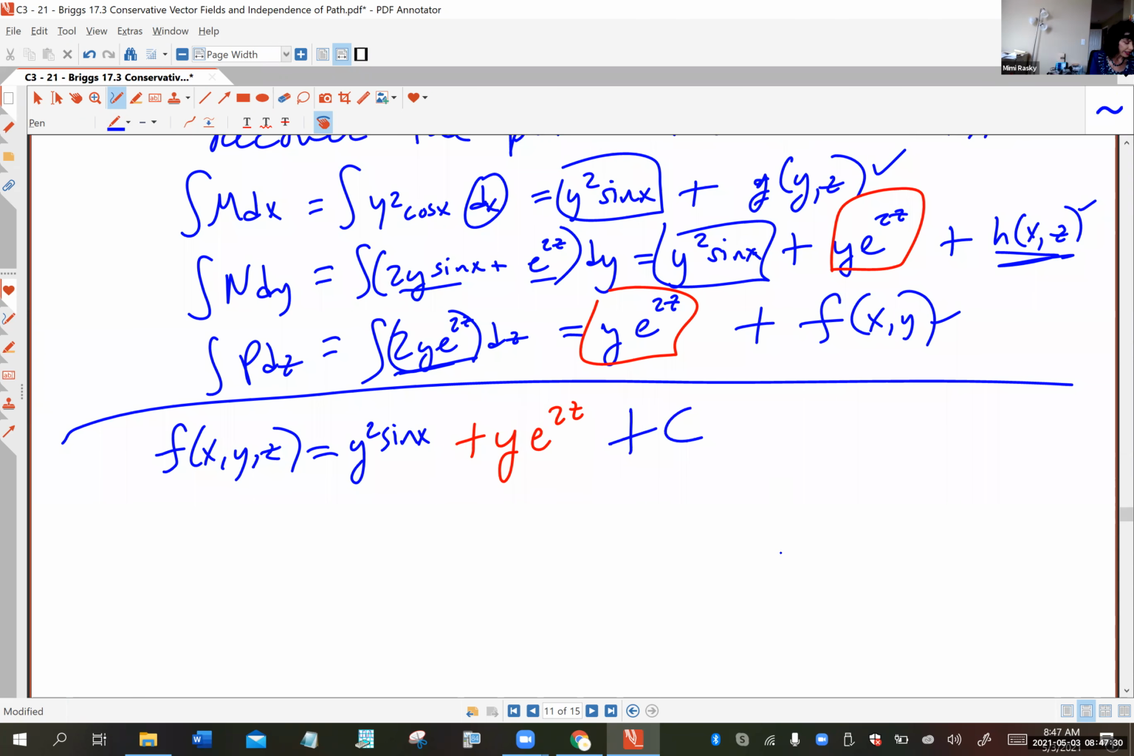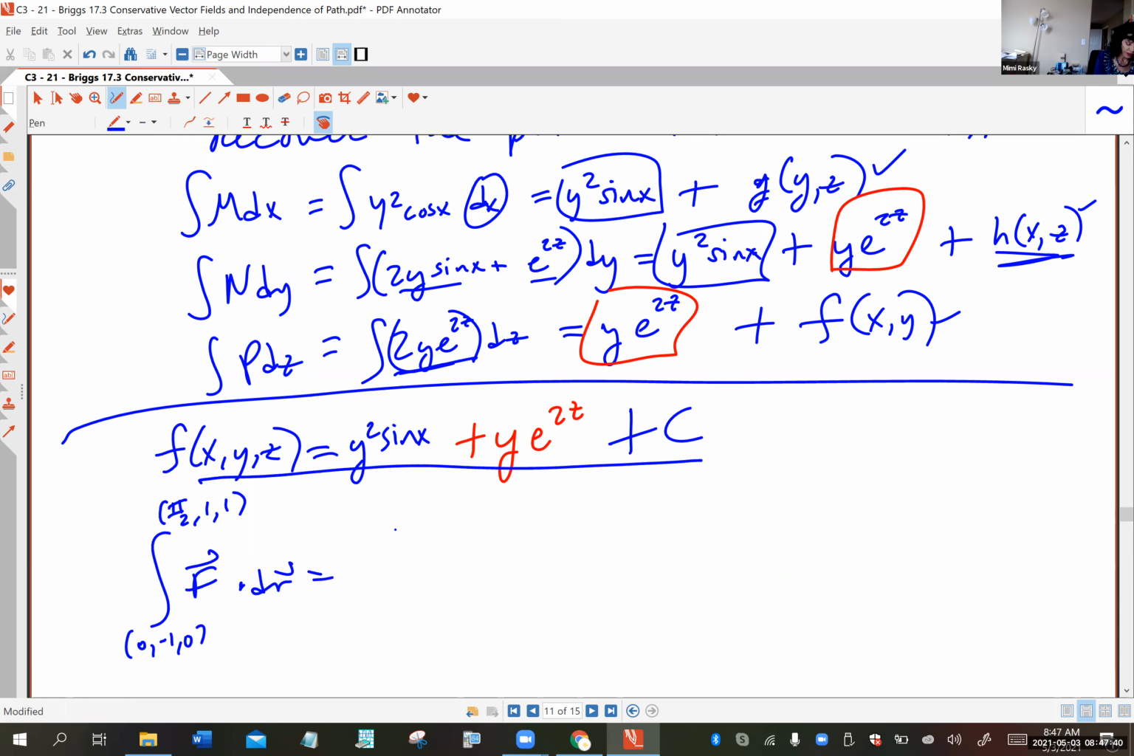And now what are we saying? What we're saying is that this line integral, which they asked us to evaluate, is simply going to be this function here, y squared sine x plus y e to the 2z. And you can delete the plus c because it's going to subtract out. And you'll evaluate this potential function between the limits. Yay. And so we'll do that.